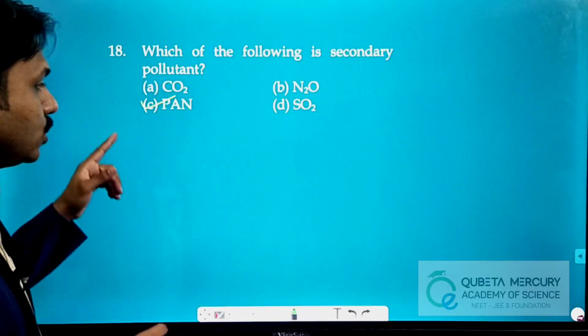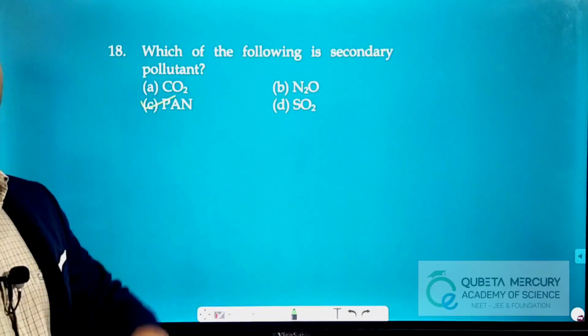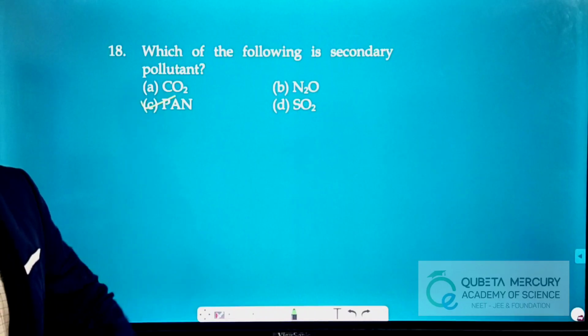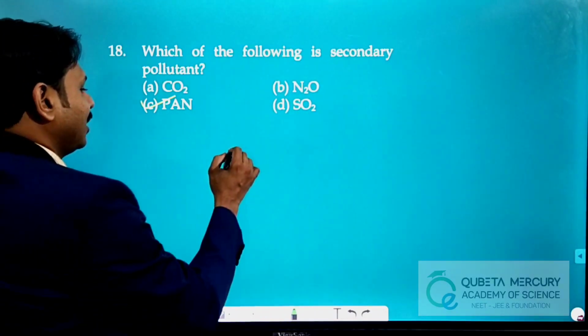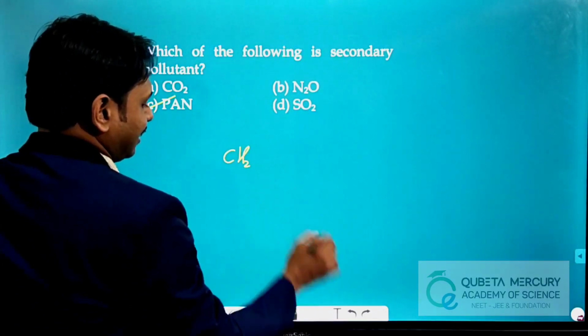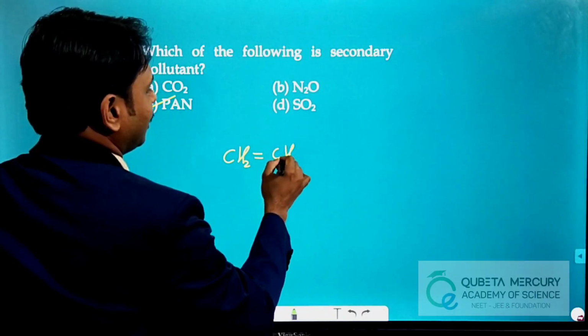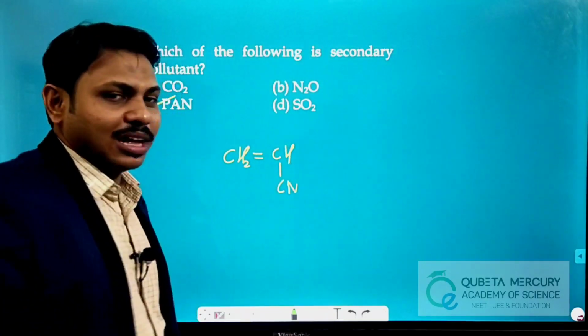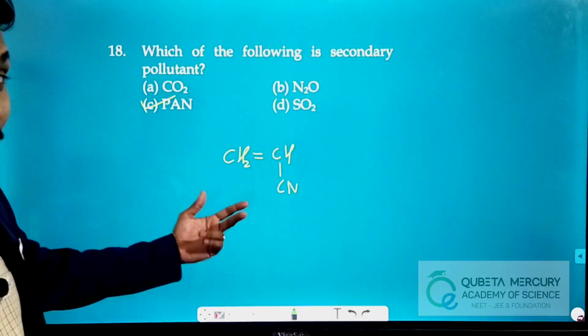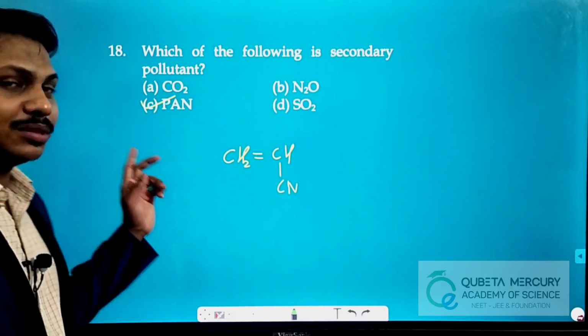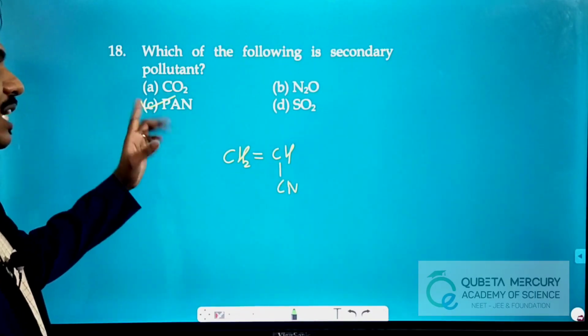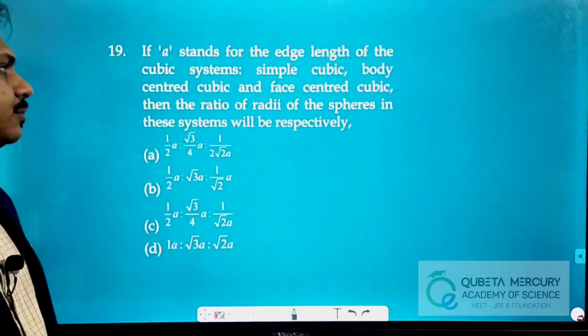And don't get confused this PAN with the polyacrylonitrile that you studied in the chapter polymers. Polyacrylonitrile, right? CH2=CH-CN is the monomer of polyacrylonitrile, called acrylonitrile, and that differs from this. This is peroxyacetyl nitrate. Moving on.